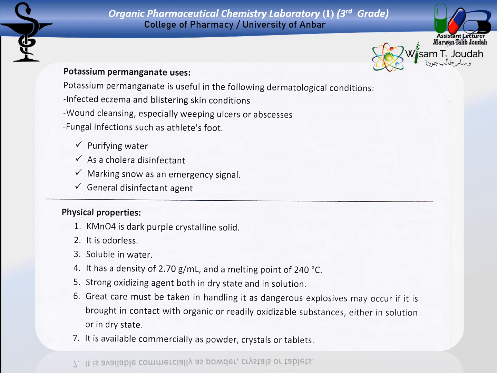We have some physical properties of this compound. Potassium permanganate is a dark purple crystalline solid. It's odorless, soluble in water, density 2.70 gram per mole, melting point 240 Celsius.